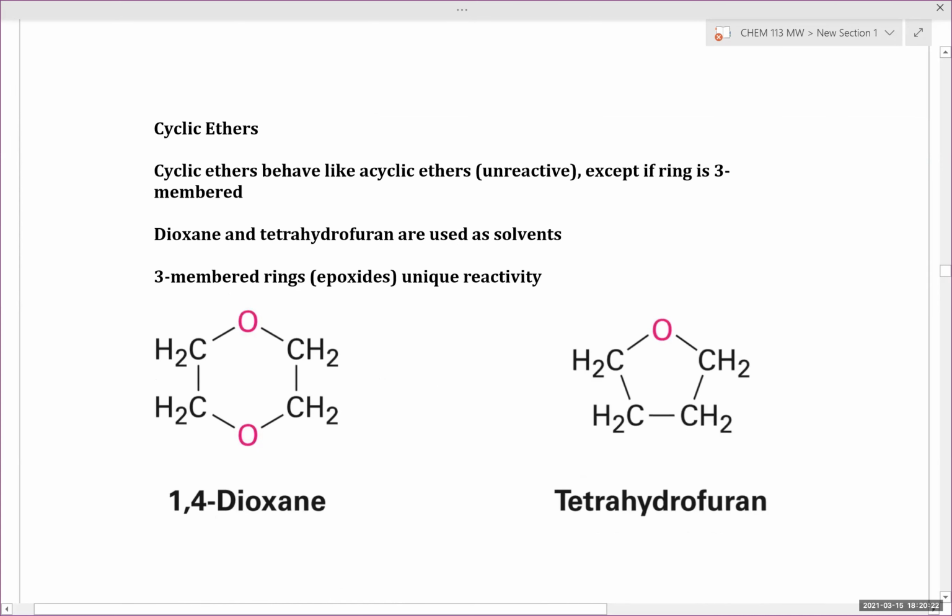Okay, so just a brief aside on some common solvents. Cyclic ethers are very common solvents utilized for a range of reactions. They're really useful as polar aprotic solvents, useful for Grignard reactions, for example. And cyclic ethers generally behave like acyclic ethers, except if the ring is 3-membered. Common solvents include dioxane and tetrahydrofuran. 3-membered rings, which are known as epoxides, have unique reactivity, as we've already seen.